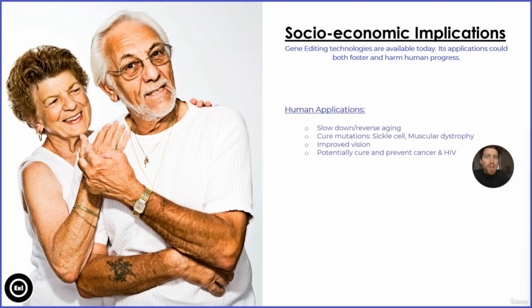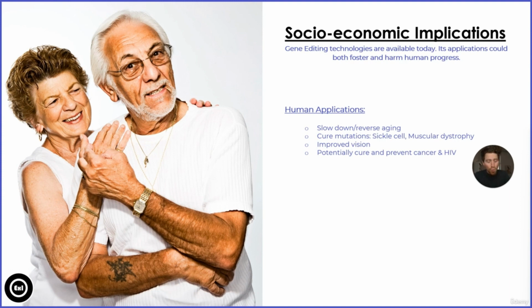It can be used to slow down or even reverse aging. Many scientists are working in the field of slowing down and reversing aging, and there are some, like Silicon Valley entrepreneurs, who even think that aging is a disease which can be cured by applying technologies like this. Gene editing can also be used to cure mutations like sickle cell disease or muscular dystrophy and other mutations.